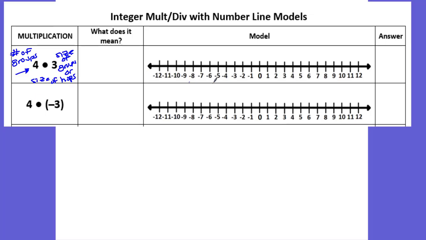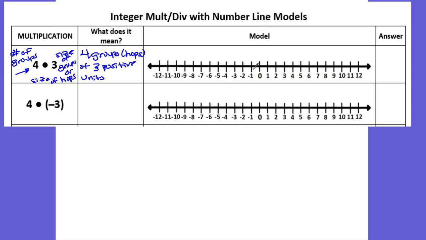So what exactly does this particular problem mean? It means that we want 4 groups or hops or jumps, if you want to think of it as jumps, of 3 positive units. Or you could think of it as 3 positive steps. So let's go ahead and model.